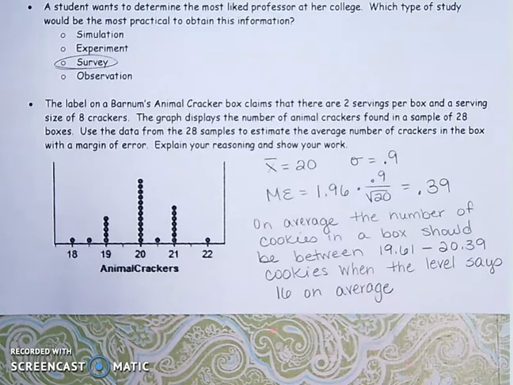The last one is a margin of error type problem. It talks about Barnum's animal crackers that everybody's used to. It claims there are 2 servings per box, and a serving is about 8 crackers. So that says that there's about 16 crackers in that box. Is 16 accurate? Probably not, looking at our data.